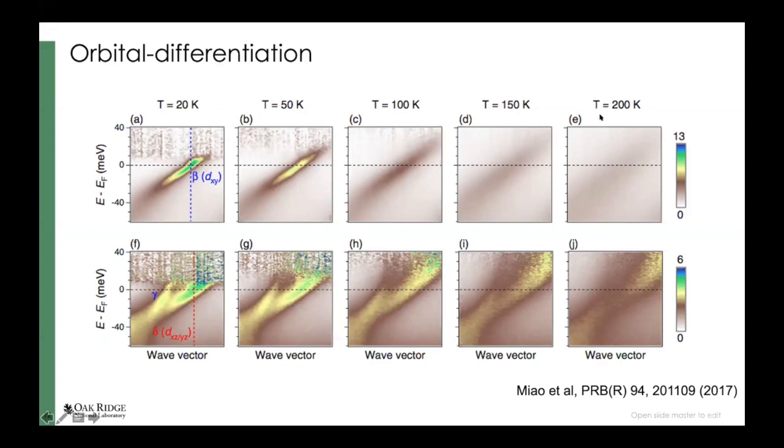but more importantly, you see for the beta band at 200 Kelvin, you almost cannot distinguish between the band structure and the background. On the other hand, for the delta band, although you see a similar decrease of intensity, you can still clearly distinguish the band structure from the background.